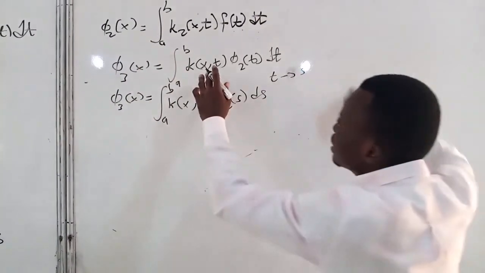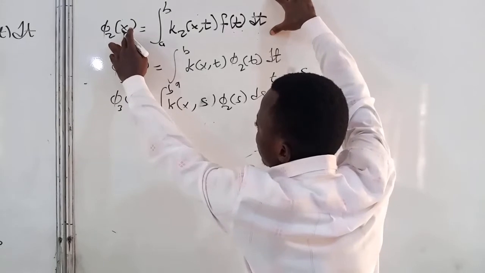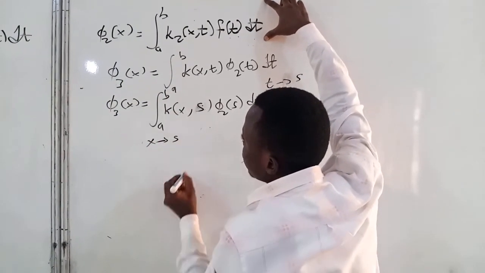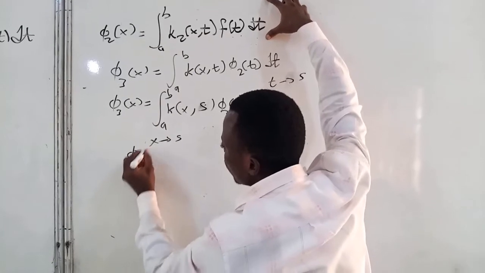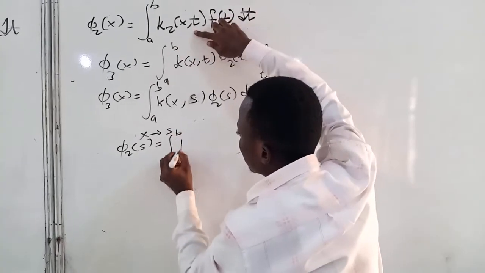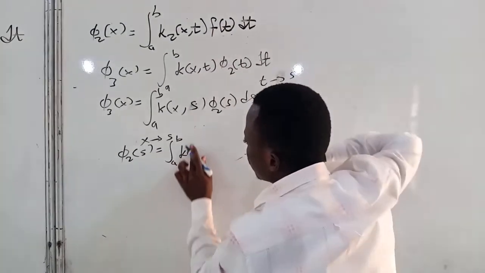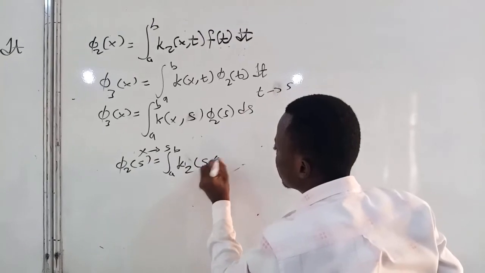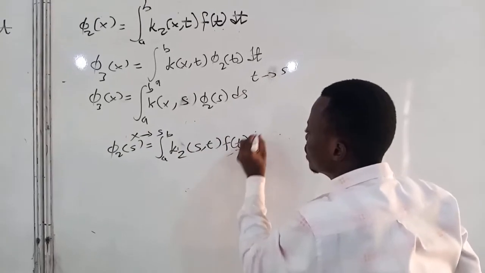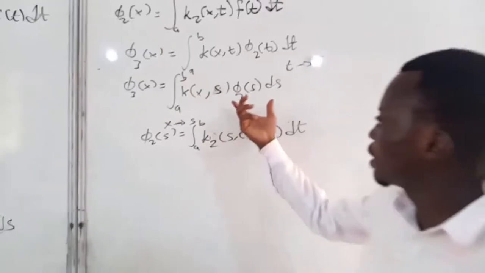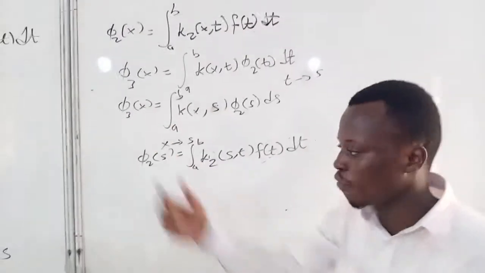Then you can interchange the s here to this, the x here to what? S. And I'm going to have phi 2 of s to be equal to integral of a to b k2 of st f of t dt. Now you can simply substitute this phi 2 of s into this equation to obtain our phi 3 of s.